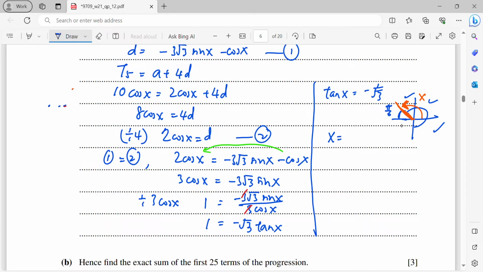Therefore, your x is going to be pi minus pi over 6. You can write inverse tangent 1 over square root 3 is pi over 6. So it means that it is the blue color here. And now you need to find the orange angle. So that means the answer will be 5 over 6 pi. That is your final answer.